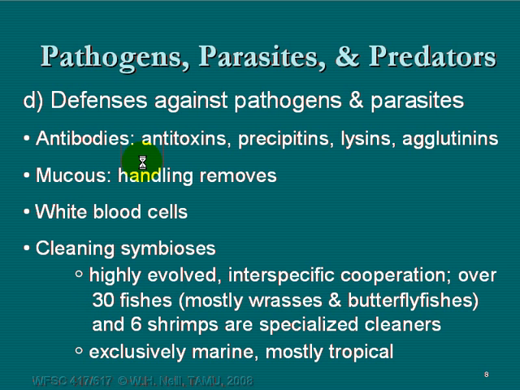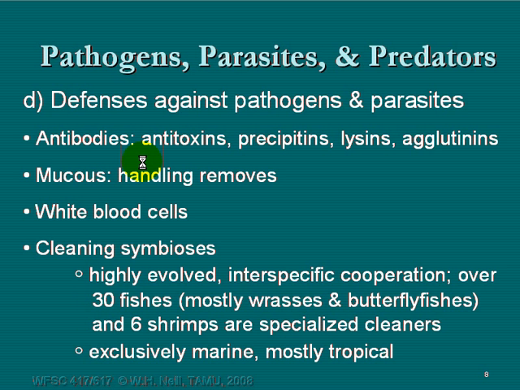Defenses against pathogens and parasites begin with the antibodies that are familiar to us in dealing with human disease. And they come in several different categories depending on how they act. Antitoxins and precipitins that cause precipitation, and lysins that split, and agglutinins that clump, I guess. I mean, these names are more labels, I think, than really that helpful. I don't know much about it.